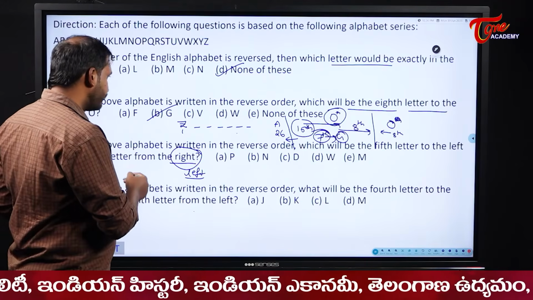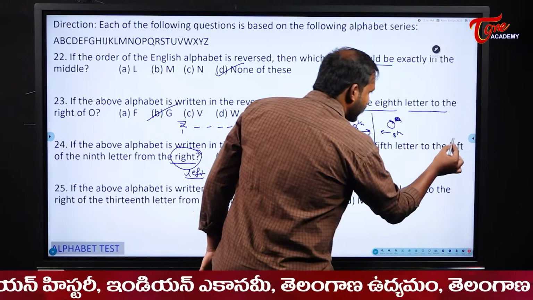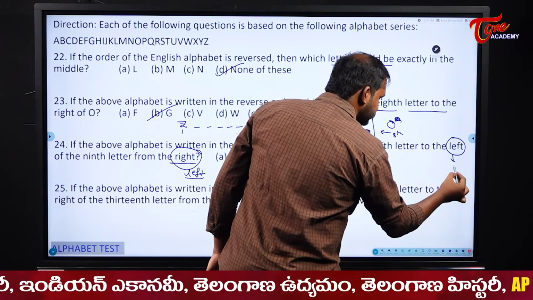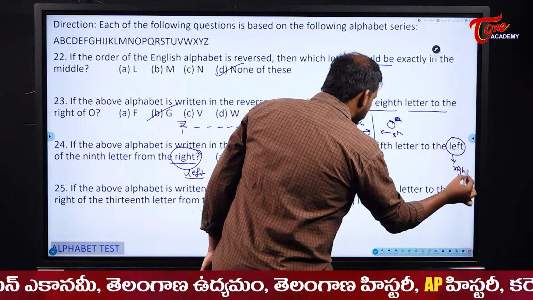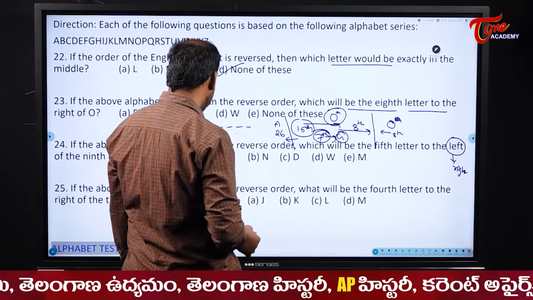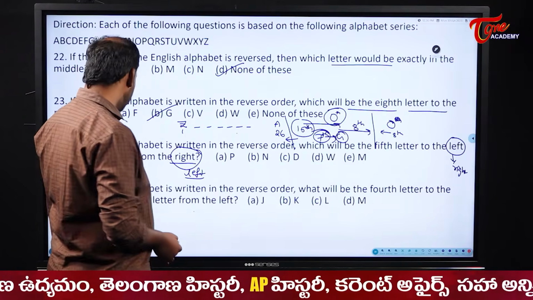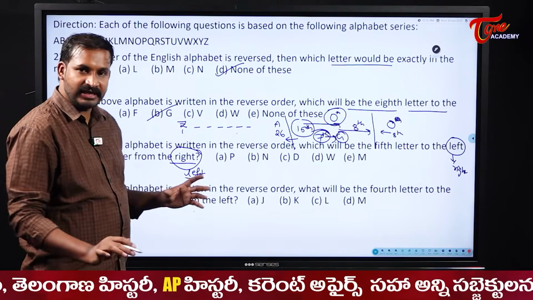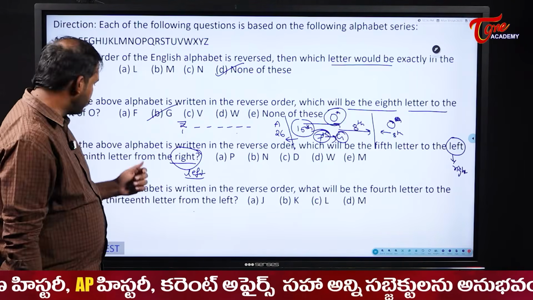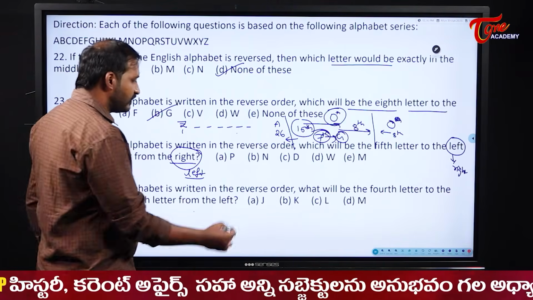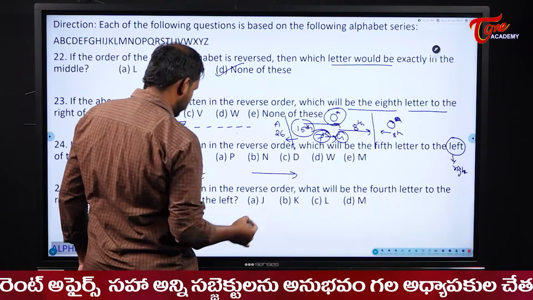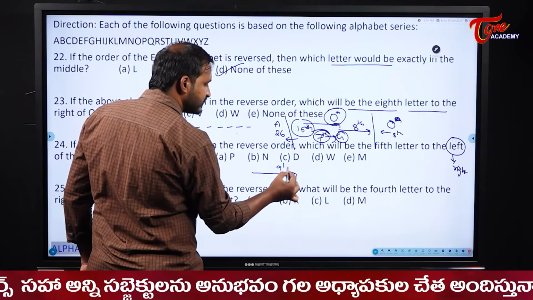And next, here I have left. I will change this to right. Okay. Now first, I changed the question. That is right and this is left. Now, what is the 9th letter from right? Now 9th letter from right means, from left means what? I will move in this direction.